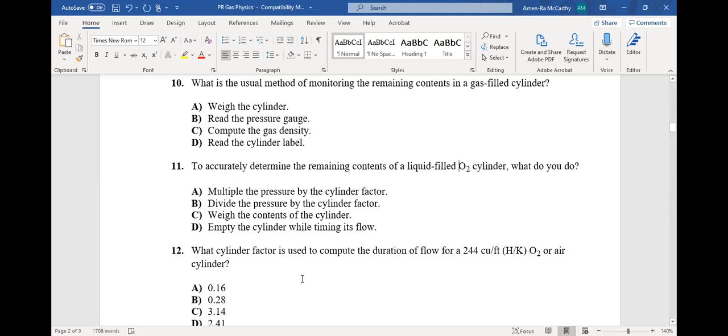And then number 11 says, what cylinder factor is used to compute the duration of flow for a 244 cubic foot H or K cylinder or air cylinder? So H or K, oxygen or air cylinder. Both of them are the H cylinder or the K cylinder. So you've learned for sure the H. So you should know what is the factor that we use for that one. So y'all work on 10, 11, and 12.